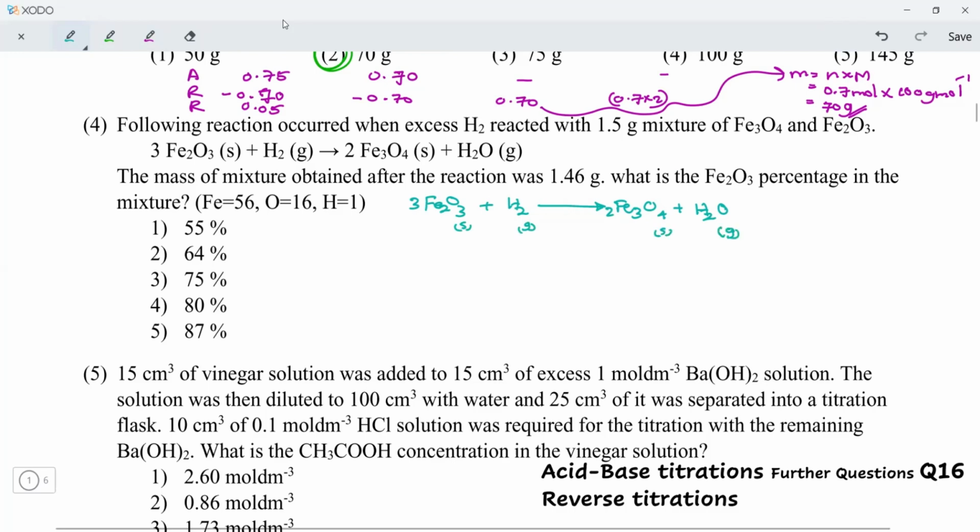So it's important to understand the question here. That's why we need physical states. And they are telling us it's not only Fe2O3 in the mixture, it is having some mass of Fe3O4 also. So their total mass was 1.5 grams. But this Fe3O4 doesn't undergo any change, so it still stays as it is, right? But now the solid mass is 1.46. Now you can see some mass difference. The reason for the mass difference is the removed oxygen. It's not water. Don't say water, because hydrogen was already there on the reactant side too.